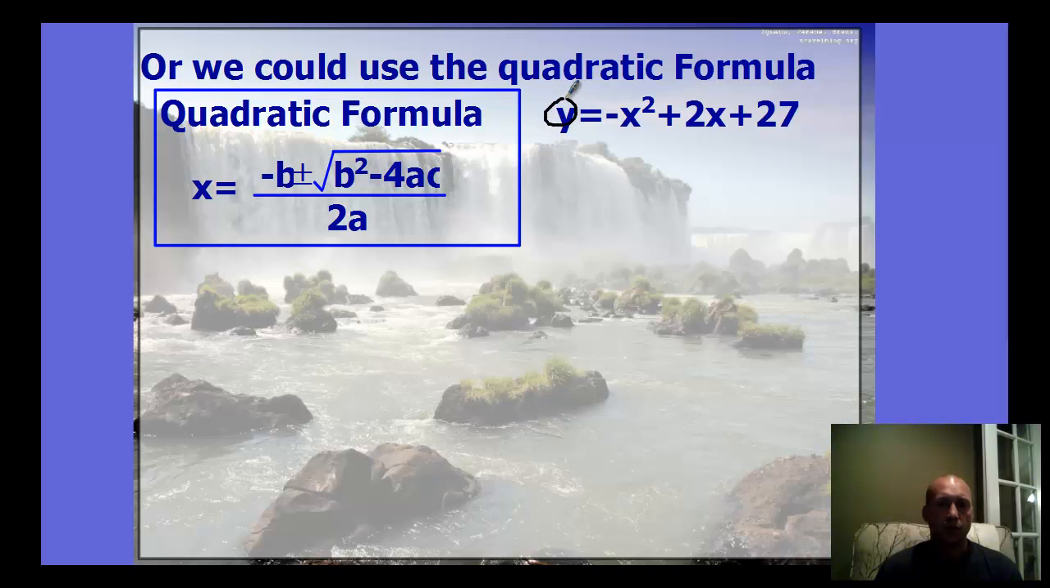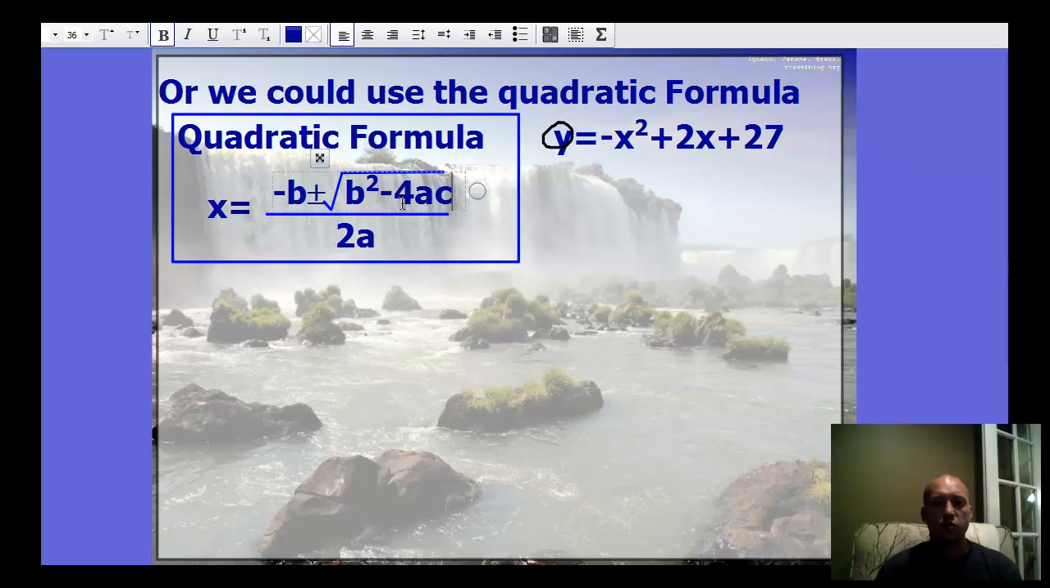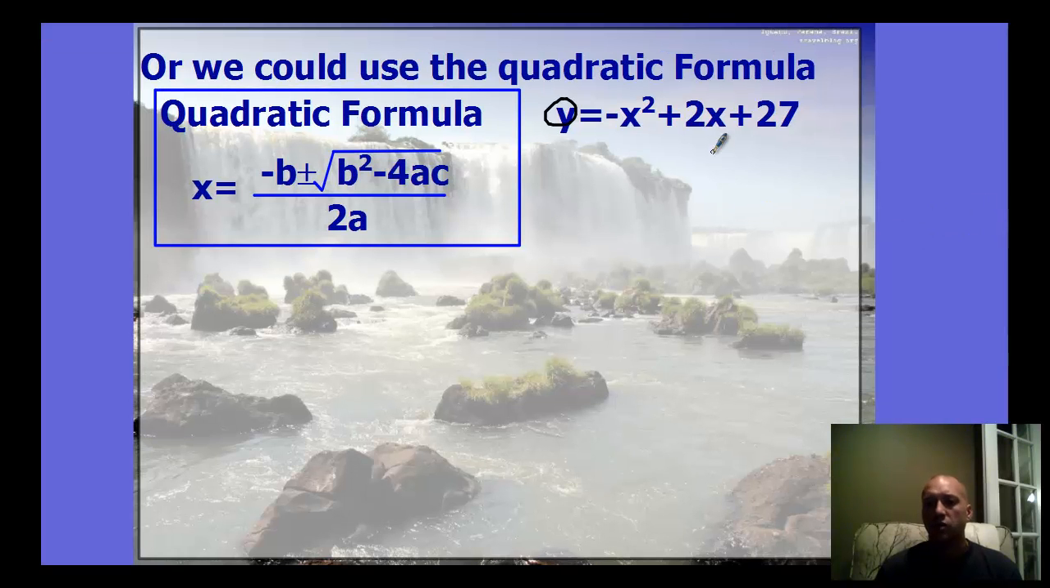So we want to put 0 in for y again to find the roots or solutions. And to use the quadratic formula, we have to first realize what a, b, and c are in this formula. a is the leading coefficient, b is the coefficient of x, and c is the constant in the equation. This is standard form. We have the 0 on one side. It has to be in standard form to use the quadratic formula to find a, b, and c. So we just plug them in.